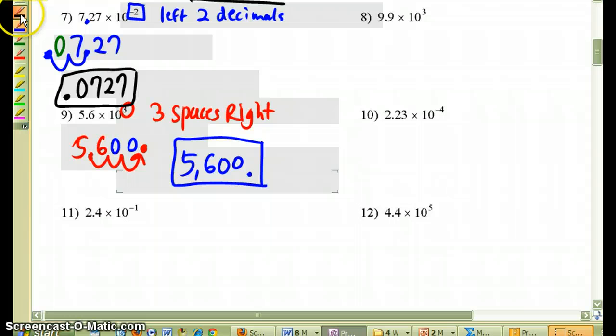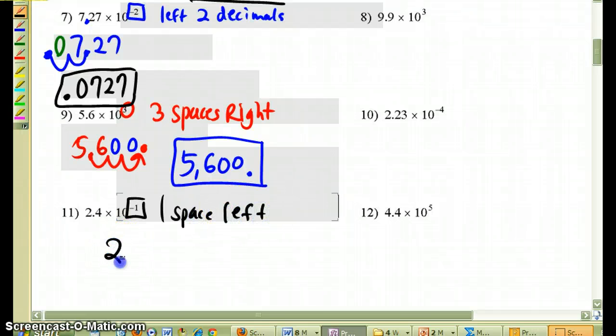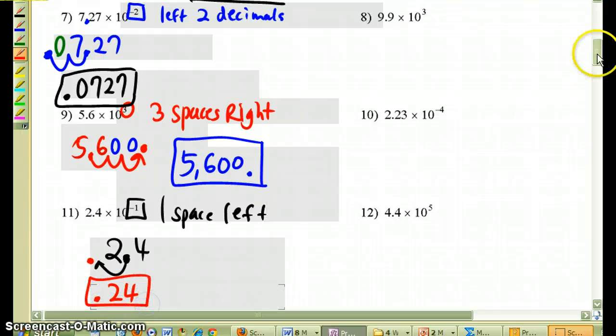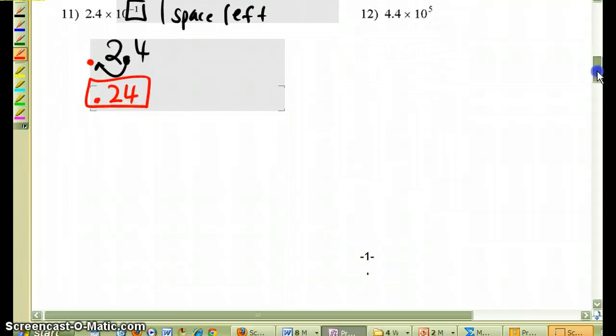Okay, and number 11, I look at the negative 1. That means 1 space to the left is where I'm going to move the decimal. So 2.4, the decimal goes left 1 space, so the decimal ends up in front of the 2. Final answer is 0.24, and that's my answer for 11.